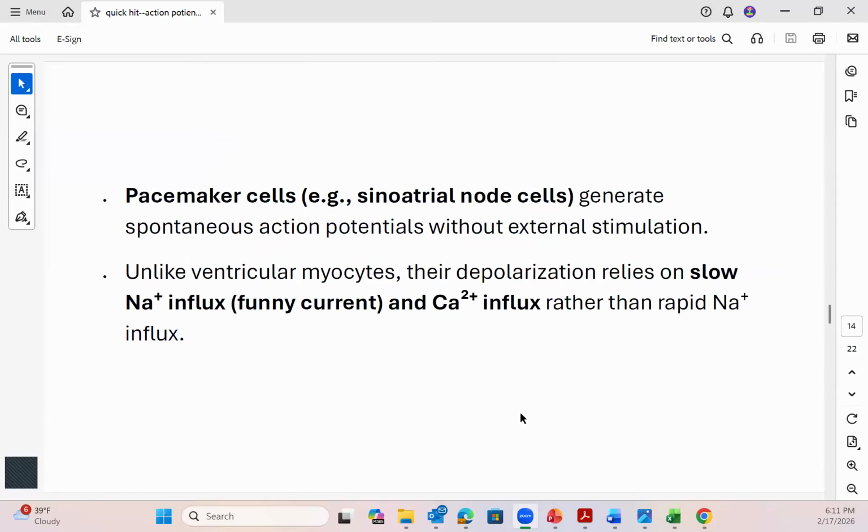Okay. So the pacemaker cells in the SA node generate spontaneous action potentials without external stimulation. The ventricular myocytes, their depolarization relies on slow sodium influx. It actually is called the funny current, and calcium influx rather than rapid sodium influx.